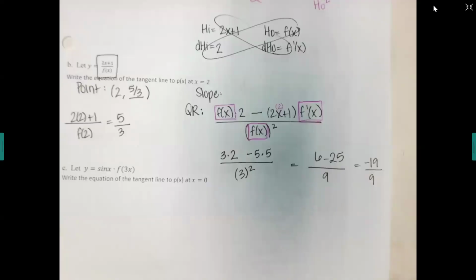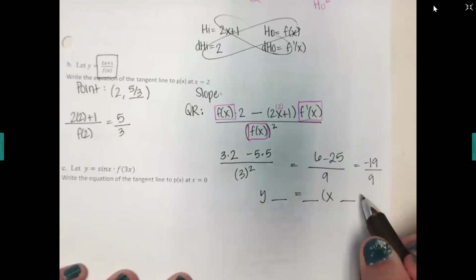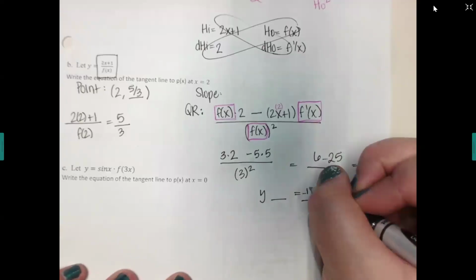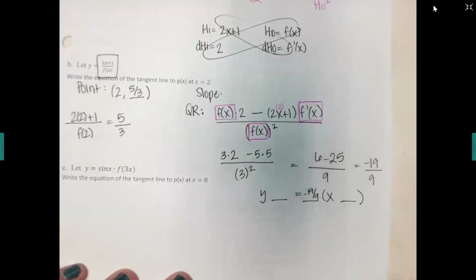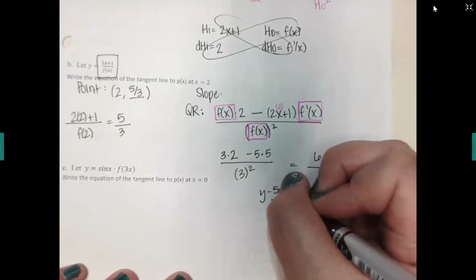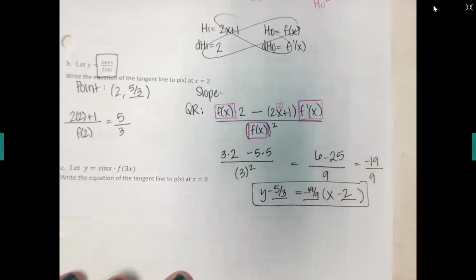And then you would just write the equation of your tangent line from there. So y blank equals blank x blank. Negative 19 over 9 goes in the slope. My x was a 2, so I'll put a -2. My y was a 5/3, we'll put a minus. Get the idea? Okay.